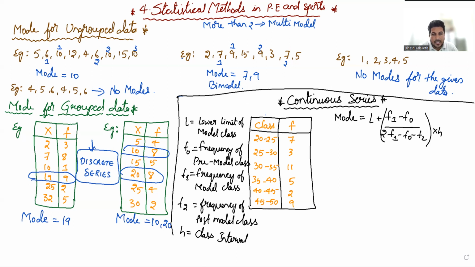Here L is the lower limit of the modal class, f0 is the frequency of the pre-modal class, f1 is the frequency of the modal class, f2 is the frequency of the post-modal class, and h is the class interval.